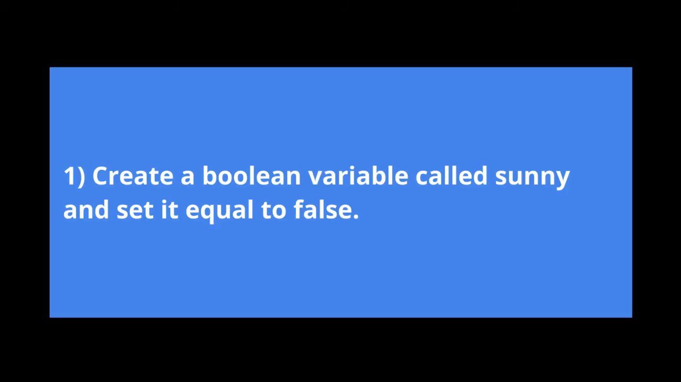All right, guys, now it's time for some review questions. So make sure you create a new repl and get ready and write down your answers to each of these questions. Number 1, create a Boolean variable called Sunny and set it equal to false. Pause the video and write down your answer.